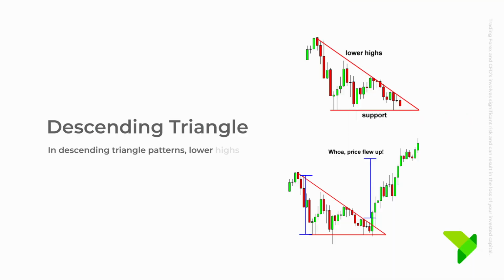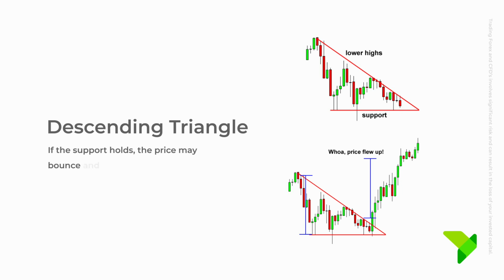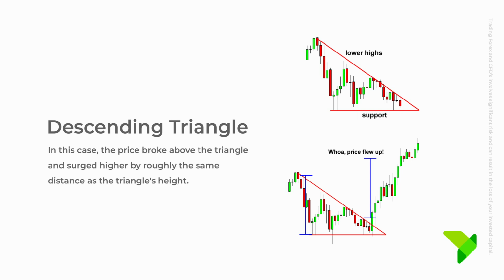In descending triangle patterns, lower highs form the upper line, and a strong support level forms the lower line, indicating sellers are gaining ground. If the support holds, the price may bounce and rise. Entry orders can be placed above the upper line and below the support. In this case, the price broke above the triangle and surged higher by roughly the same distance as the triangle's height.